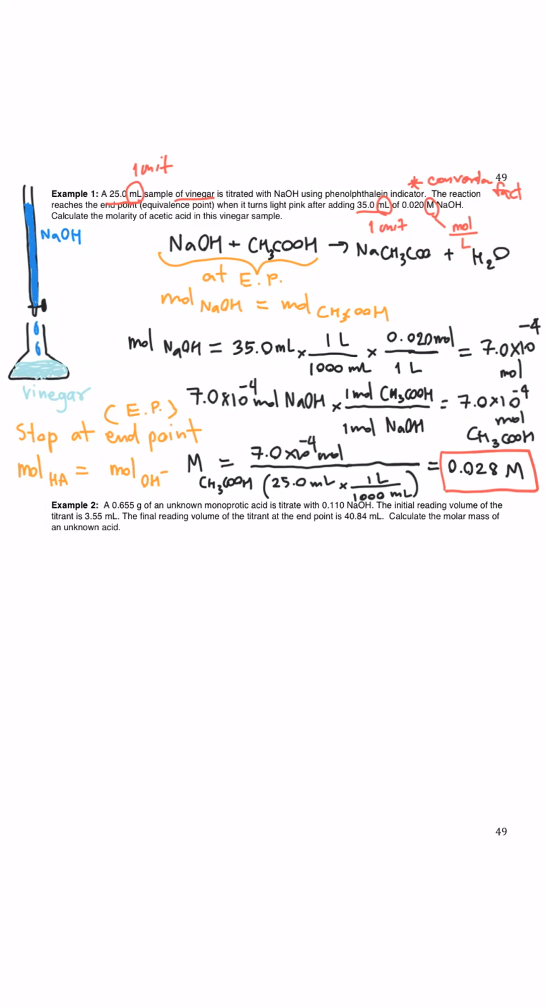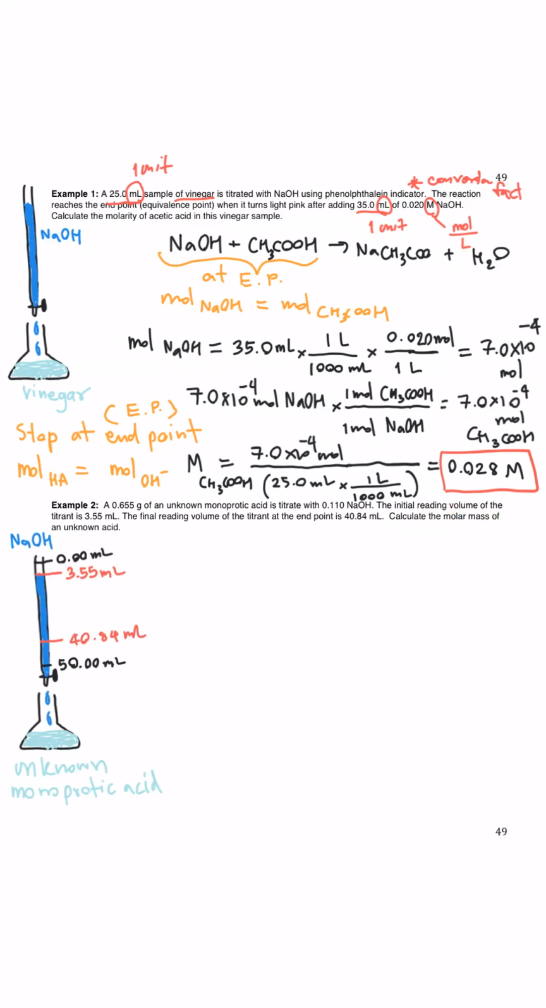The titration technique is not only used to determine the unknown concentration of the analyte, but we can also use the titration technique to identify the molar mass of the analyte as well. For example, if you have this many grams of an unknown monoprotic acid, and this unknown monoprotic acid is titrated with sodium hydroxide, it tells us that the initial reading volume of the titrant is 3.55 milliliter and the final reading volume is at 40.84 milliliter. It asks us to calculate for molar mass of this unknown.